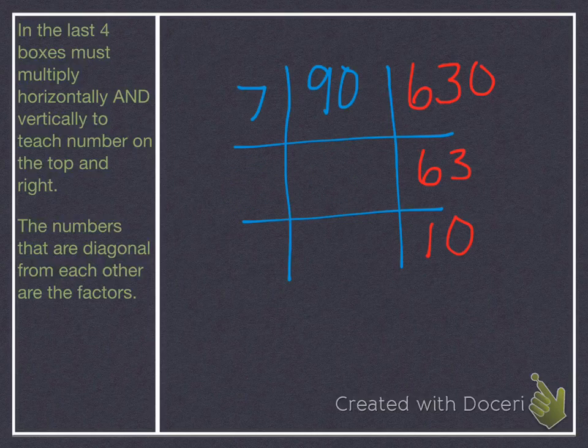I know that 9 times 7 equals 63. That's good. But can I do 9 times some number here to equal 7? No. So that's not going to work. Those numbers don't work. I do know that 21 times 3 equals 63, but can I do a number here times 21 to equal 7?